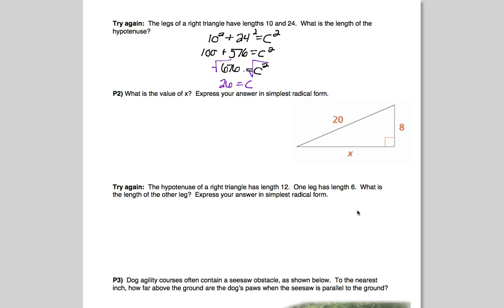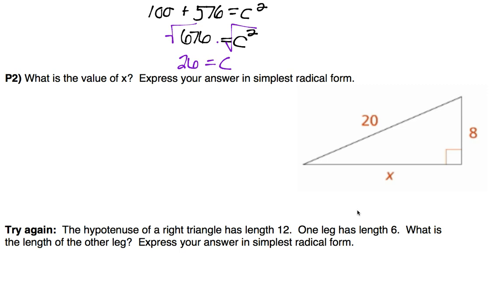What is the value of x? So now we're looking for a leg. Don't always assume that whatever is missing is going to get isolated on the other side of the equal sign. This is A, B, and C. So it's going to be x squared plus 8 squared equals 20 squared.